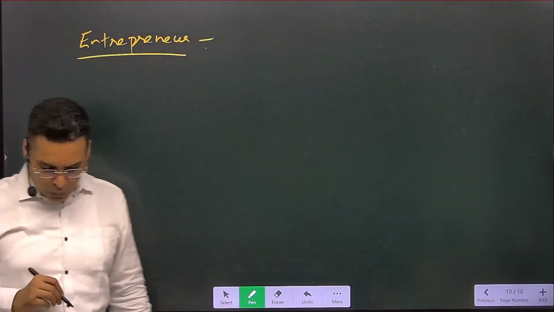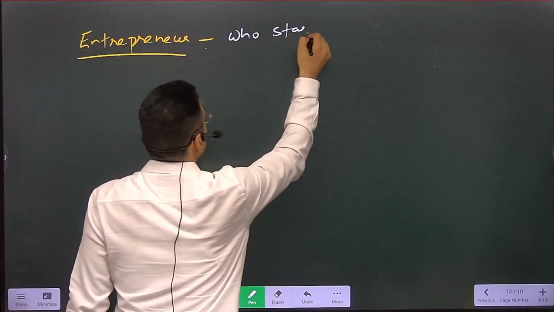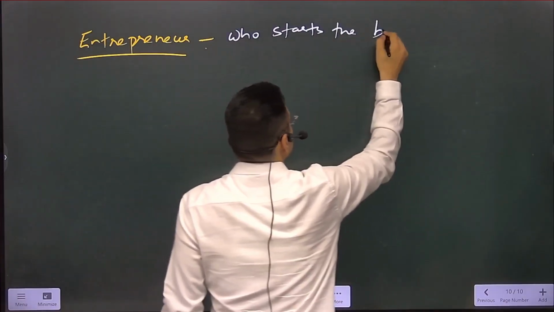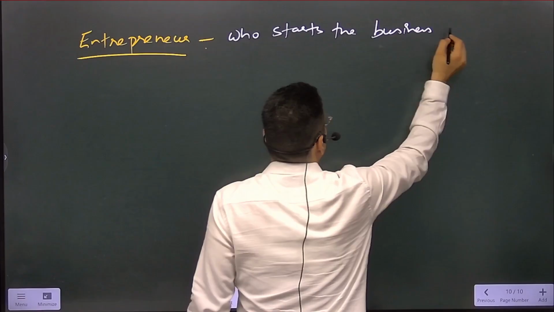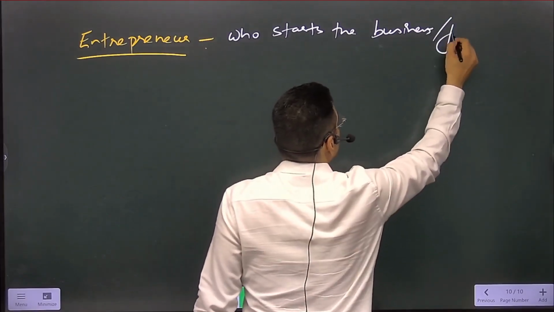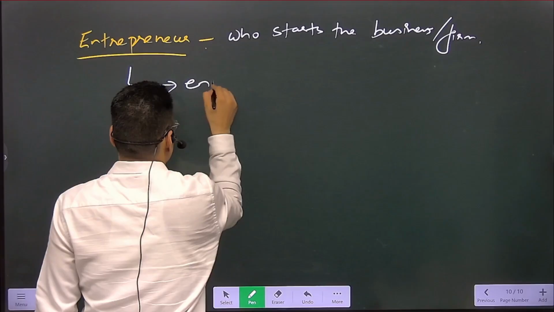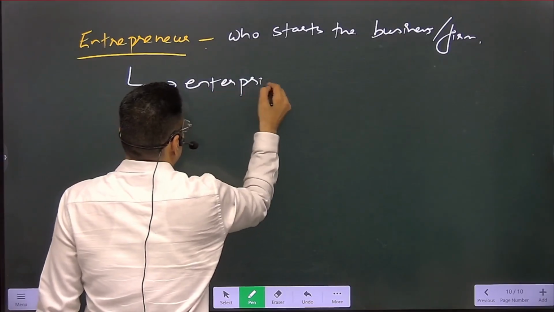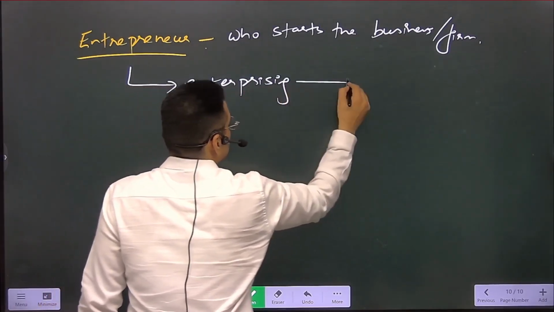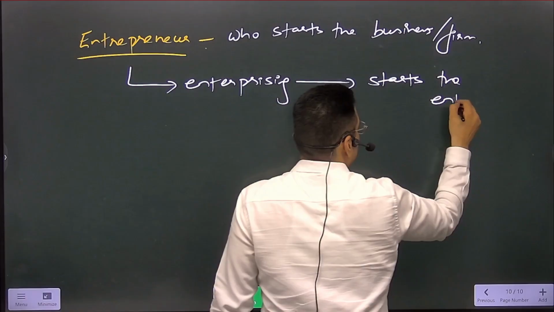Now what does entrepreneur do? Who starts the business empire? Who starts the business or firm. Okay, so entrepreneur is person who is enterprising. Okay, so start the enterprise.